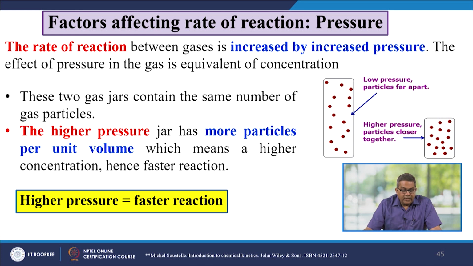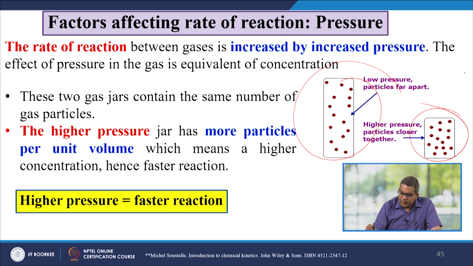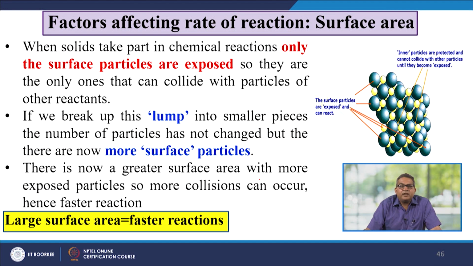Then the pressure. The rate of reaction between gases is increased by increased pressure. The effect of pressure in a gas is equivalent to concentration. So, there are two gas jars, you see, having the same number of gas particles. The higher pressure jar, this one, has more particles per unit volume, that means the particles are closer. Which means a higher concentration, hence a faster reaction. So, higher pressure equals a faster reaction.